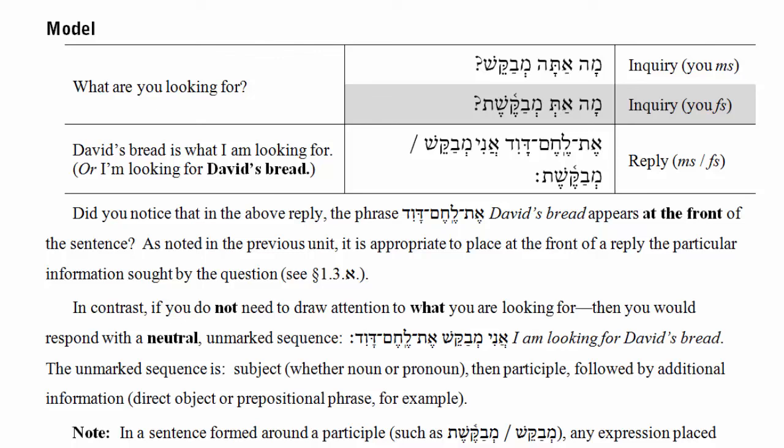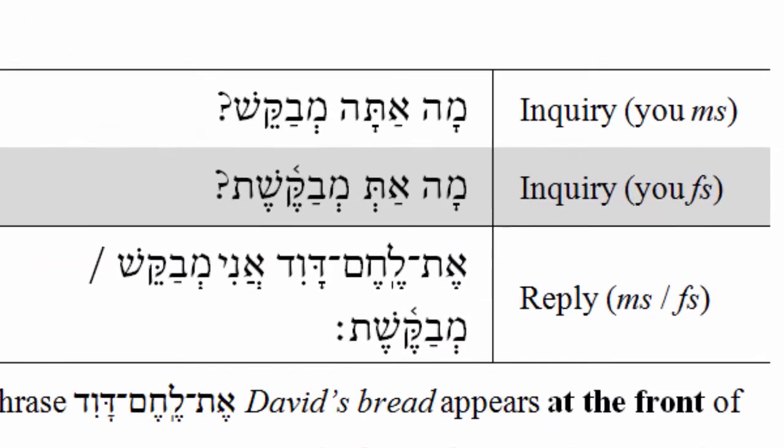Now let's turn to the actual expressions you'll use for engaging this activity with a friend. Practice these so that when you meet with your friends in class, you'll be able to use them easily. The inquiry would sound like this. Ma ata mevakesh. That's the masculine form. If the person you're addressing is a woman, use this instead. Ma at mevakeshet.